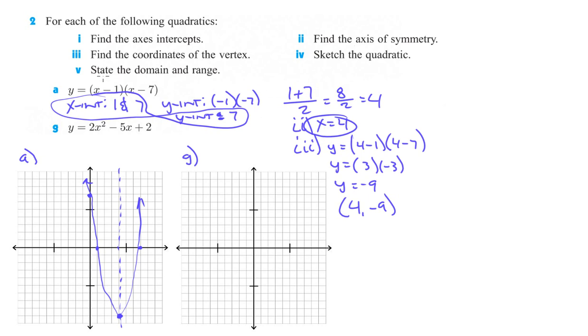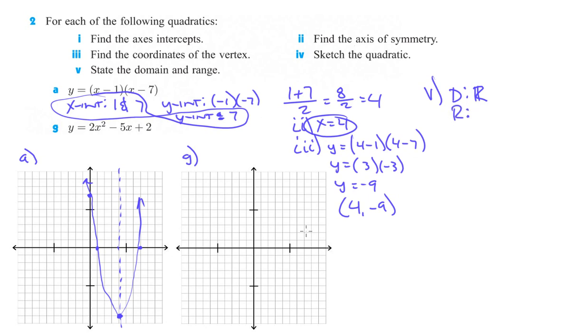And let's see, last thing is state domain and range. So let's see, V on this one. Oh, sorry, just plain old V. State the domain and range. Domain, what can the x's be? X's can be forever small or forever big. So domain on all of these are going to be real numbers.